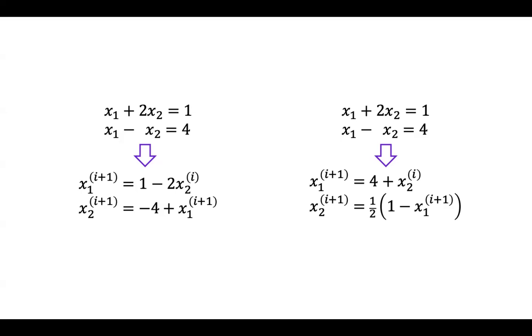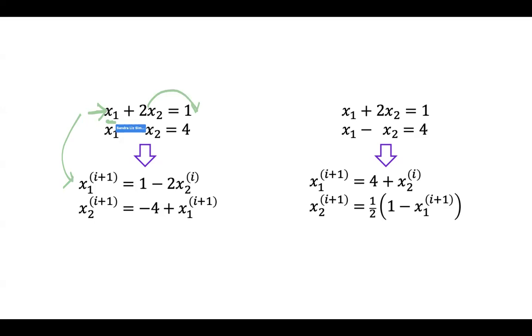Okay, so if you have a system like this, how I do this is first, using the first equation, I make a formula like this. I'll write x1 is equal to 1 minus 2x2. I can take this to the other side, right? So it becomes 1 minus 2x2. And this is an equation for x1.